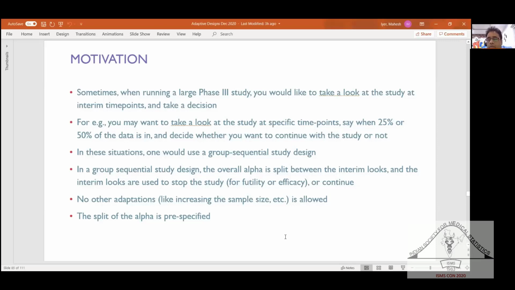But that may not be the most sensible way of doing it, right? Because at the first look, when you only have 250 patients in, you have very little information. So when you have little information, you don't want to spend a lot of your alpha, right? So you want to spend little alpha in the beginning, and you want to spend most of your alpha in the end when you have a lot more information, correct? So this splitting or spending of alpha can be changed, and that is called an alpha spending function.